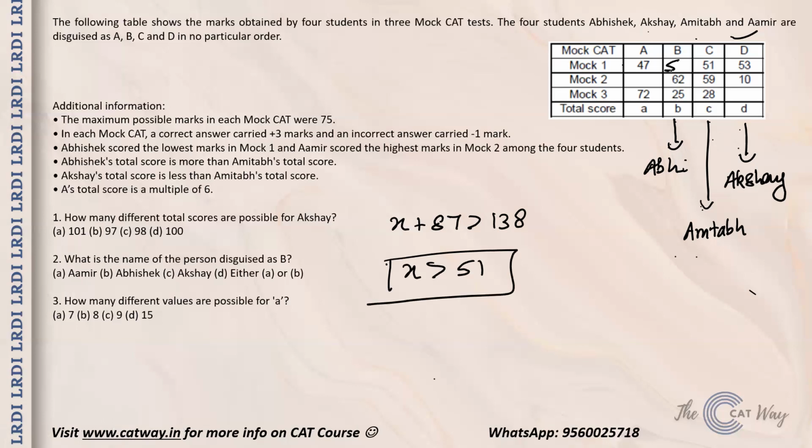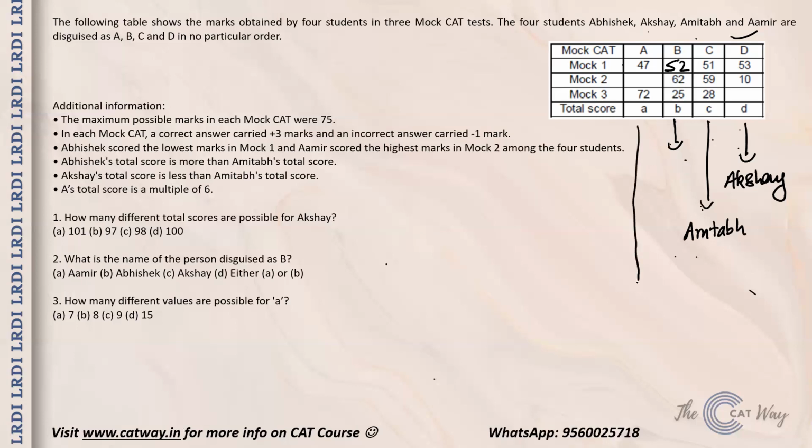If the value of X is greater than 51, let's say 52, in that case Abhishek had to receive the lowest score in mock 1, and that is not happening if Abhishek is B. So that means Abhishek is not B. That means Abhishek is definitely A. Abhishek is A, and B is Amir.